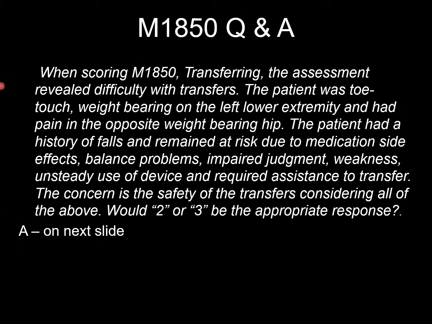Looking at this question here, let's find out how you would score this. The patient was toe-touch weight-bearing on the left leg and had pain on the opposite weight-bearing hip. The patient had a history of falls, remained at risk due to medication side effects, balance problems, impaired judgment, weakness, unsteady use of a device, and required assistance to transfer. The concern is safety with the transfers. Considering all of the above, would 2 or 3 be the appropriate answer? Think about how you would score this for a moment.